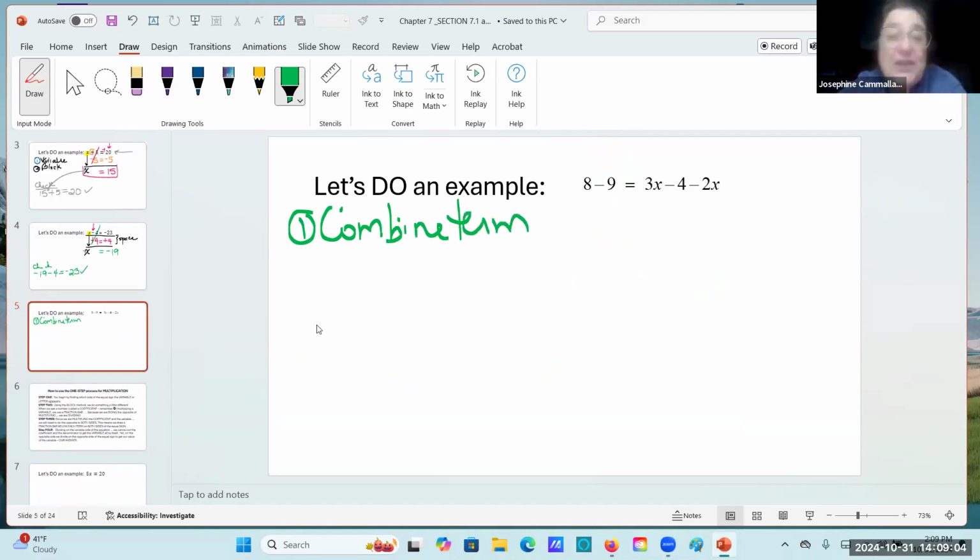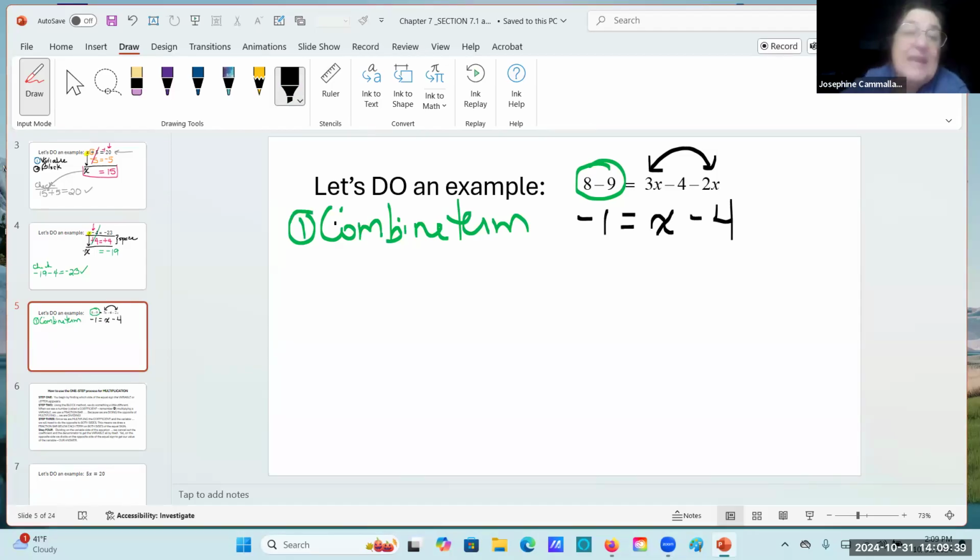We're not going to bring down the x yet because I have two x's. Well, the first thing I'm going to do is a positive 8 and a negative 9 is going to give me a negative 1. Now, these two x's are going together. This is going to give me a positive 3x, and a negative 2x is giving me a positive 1x. And then I have this single 4. I have to combine terms first.